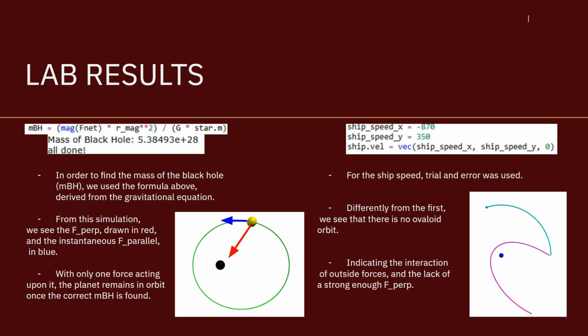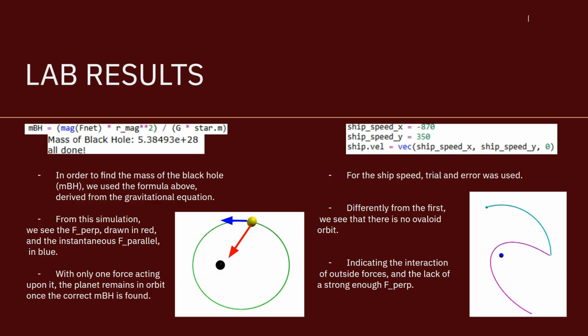From the simulation, we could see the F perp, drawn here in red, and the instantaneous F parallel, drawn in blue, where the first one pulls the force inwards, and the second signifies the forward-facing momentum. We can see that with only one force acting upon it, this planet remains in orbit once the correct MBH was found, and it will not leave this orbit unless some other force continues to act upon it.